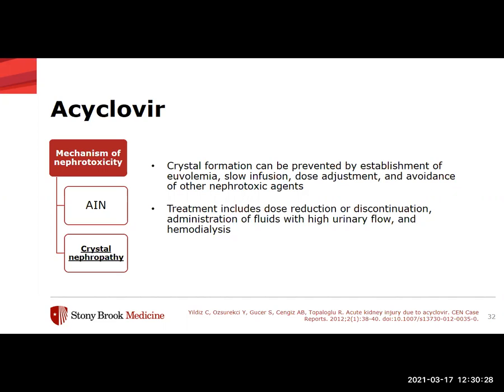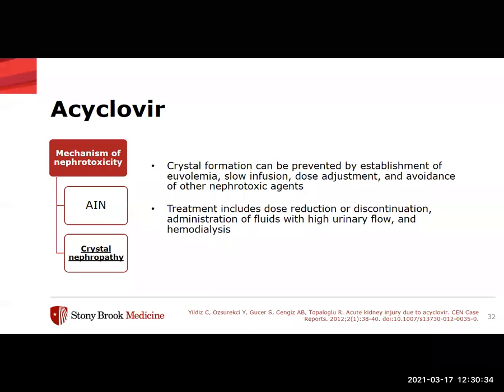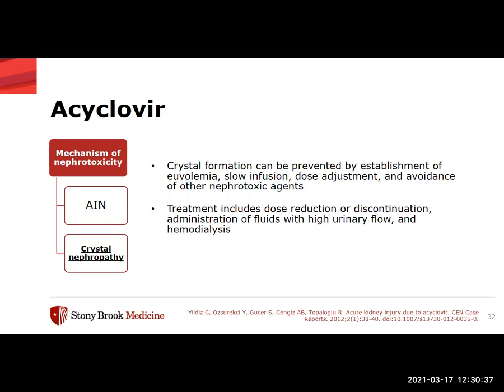When treating acyclovir-induced crystal nephropathy, the approach remains the same as prevention in the sense that the dose should be adjusted. However, it can also be discontinued if necessary. Additionally, IV fluids should be given at a rate of over 150 milliliters per hour to establish high urinary flow. And finally, if the injury is severe, hemodialysis may be considered in the treatment as well.